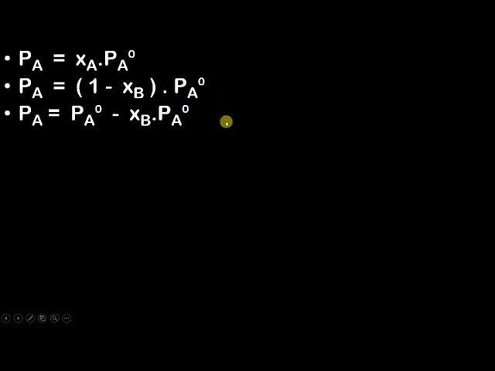Now guys, next step is that I am going to shift this XB Pa naught to the left hand side, and this Pa will be shifted to the right hand side. Okay, therefore this minus sign changes to plus sign, and this Pa naught, which is positive, becomes negative over here.